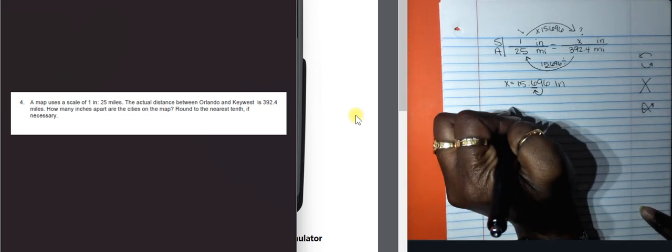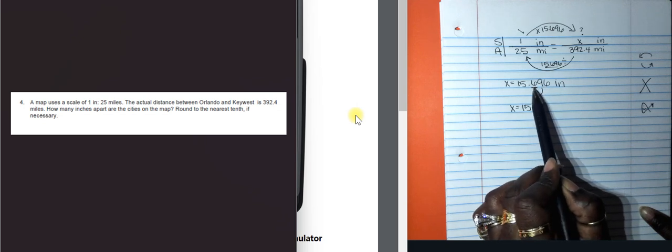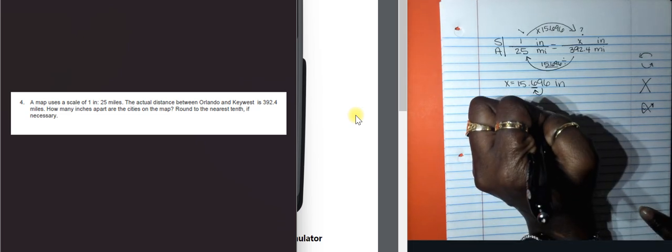So X is going to be equal to, I'm going to keep the 15 point, and we're looking at our right-hand man to see what happens to the 6. It is greater than 4, which means that our 6 will turn into a 7. So the correct answer for this one is going to be 15.7 inches.